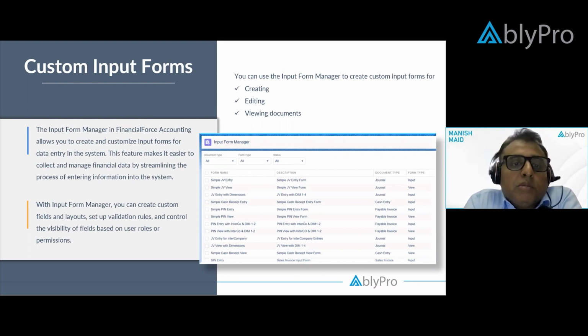But custom input form was one of the most important factors in defining the way our pages should look when we are trying to enter the records into the system.